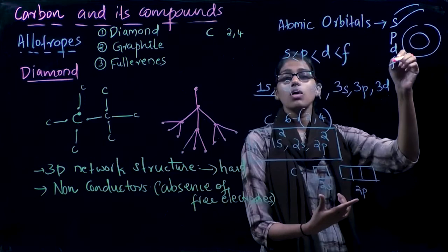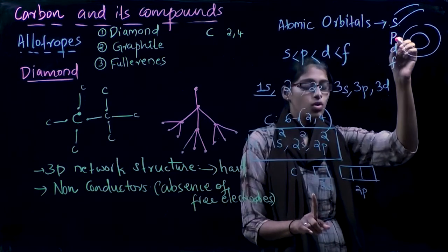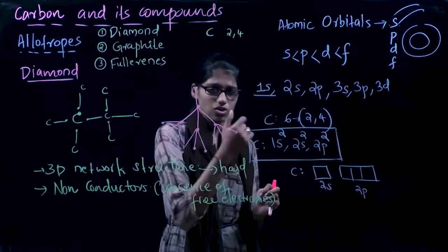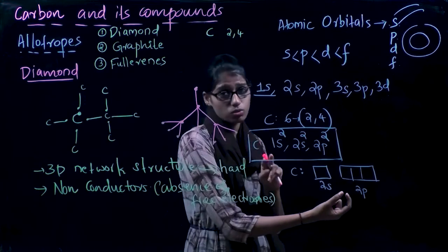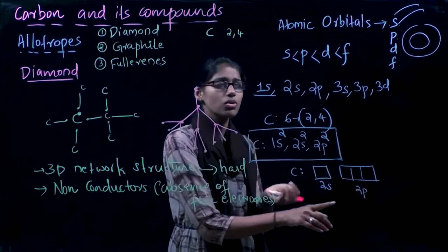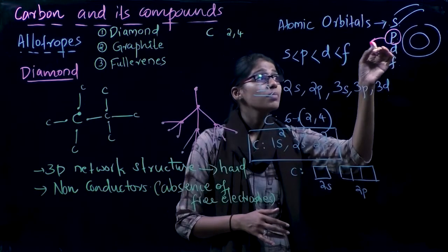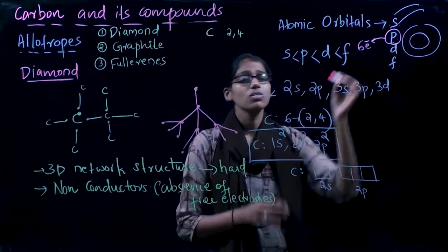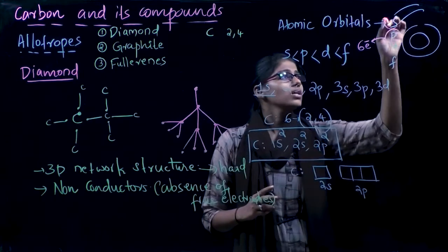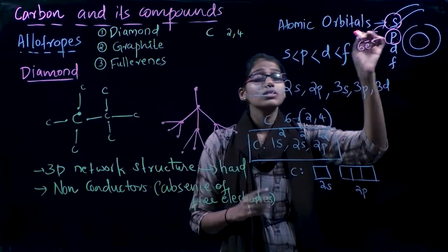The atomic orbitals are s, p, d and f. S can accommodate a maximum of 2, whereas for p, 3 types of p orbitals are available. Each orbital is able to accommodate 2 electrons. So 3 orbitals will give you 6 electrons, and hence the maximum capacity of the p orbital is 6 electrons, because each orbital accommodates 2. Whereas s can accommodate only 2 electrons because it is of only one type.